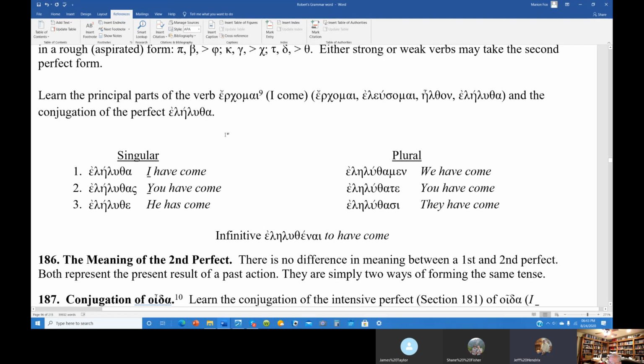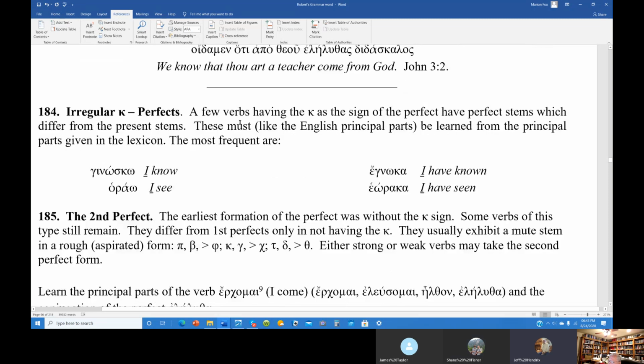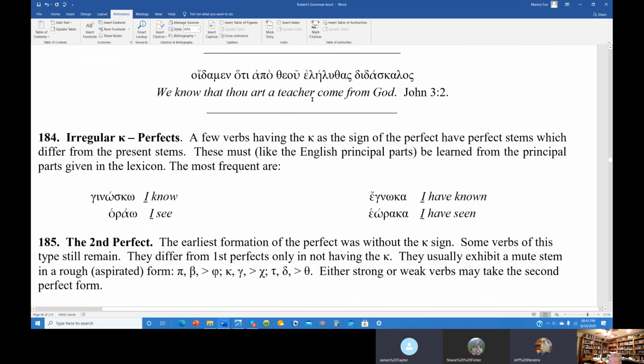All right. Any comments? So you have come, and it's abiding, abiding results of past action. So you're a teacher who has come from God. Okay. Any questions?